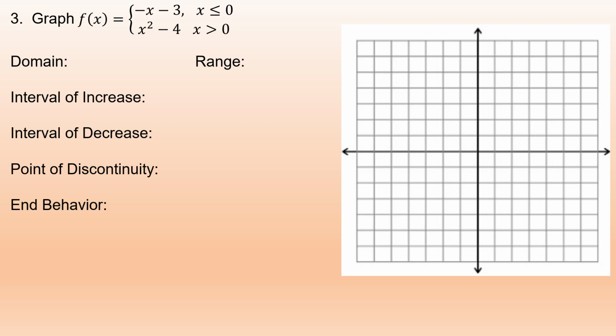Number 3, f of x is negative x minus 3, where x is less than or equal to 0, and x squared minus 4, where x is greater than 0. Okay, so the first one in this case is our less than or equal symbol, and it is a closed circle. So at 0, that's where we have that break in our graph. Yay, the y-axis. We're going to graph negative x minus 3 on the left-hand side.